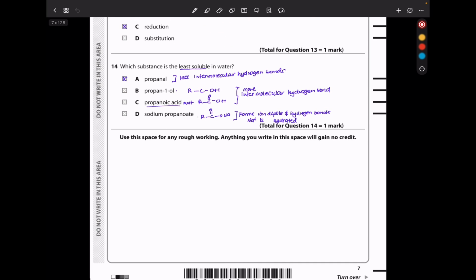In question 14, which substance is the least soluble in water? Solubility in water depends on the intermolecular forces of attraction formed, and in this case, the formation of intermolecular hydrogen bonds. Propan-1-ol is an alcohol, it can form them, the carboxylic acid can form them, and the sodium propanoate has some degree of solubility. So propanol cannot form a lot of intermolecular hydrogen bonds with water, therefore it's going to have the least solubility.